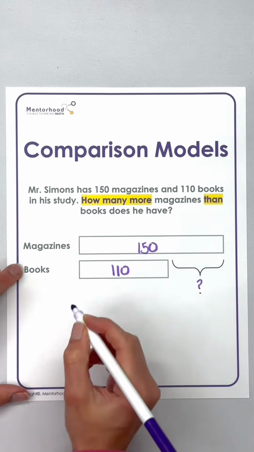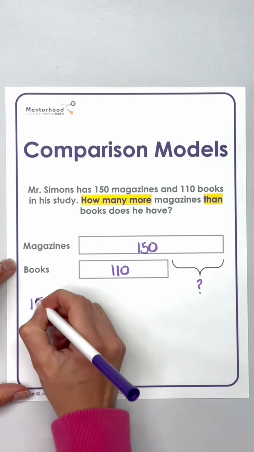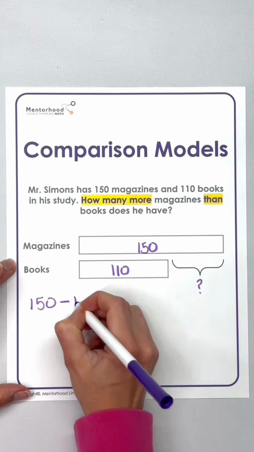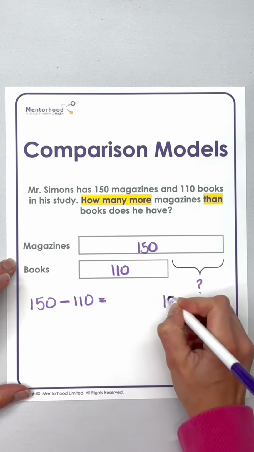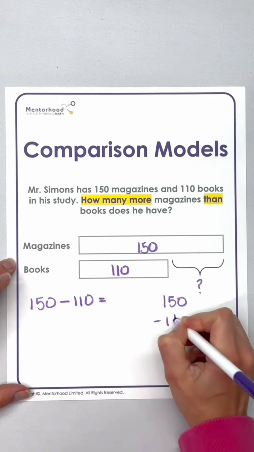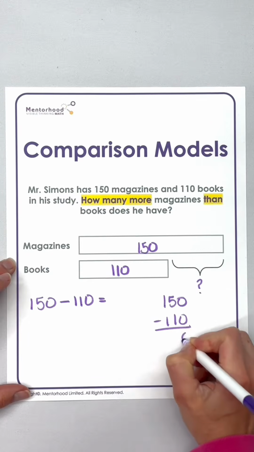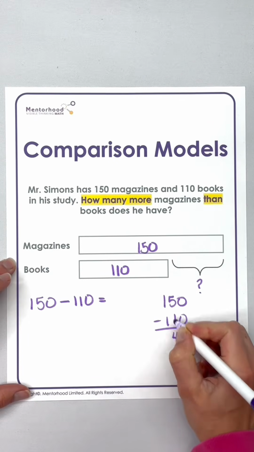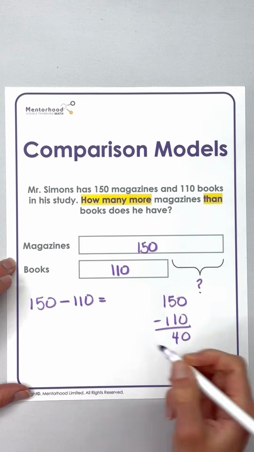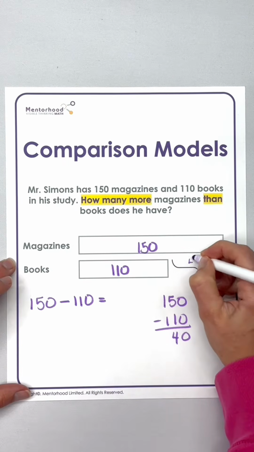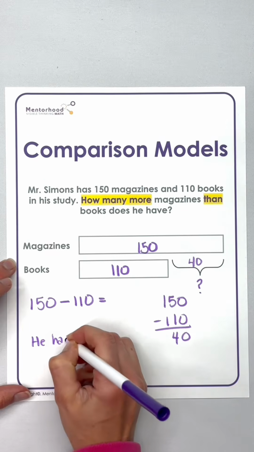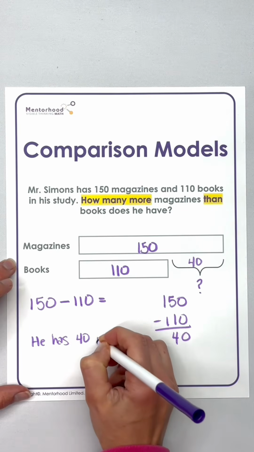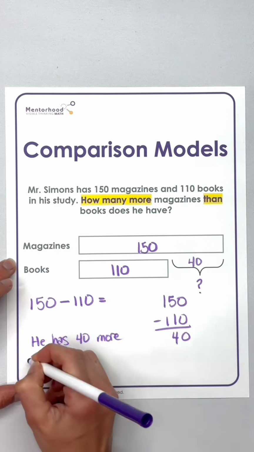Okay, so let's write a number sentence. 150 minus 110 equals. We can do that in column form. 150 minus 110. 0 minus 0 is 0. 5 minus 1 is 4, and 1 minus 1 is 0. So 40 is our difference. He has 40 more magazines.